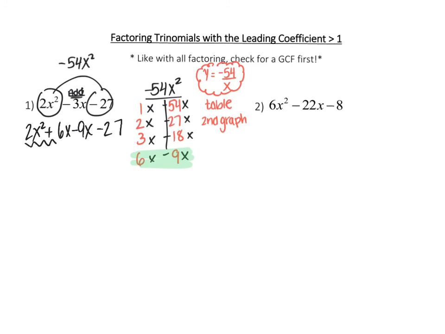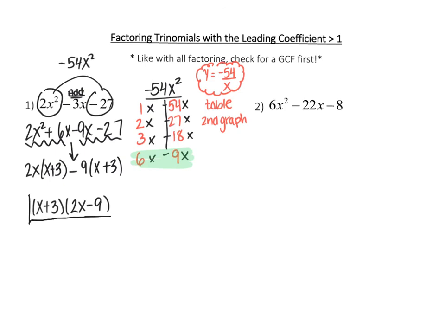We're going to group the first two and group the second two and bring down the minus sign. We're going to take out a GCF of 2x and we'll be left with x plus 3. Second two terms, we're going to take a GCF out of 9 and we'll be left with x plus 3. And then the x plus 3 is what's in common. And then I'll bring down my 2x minus 9. And that is my final answer.